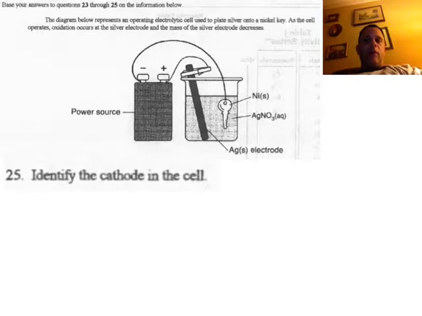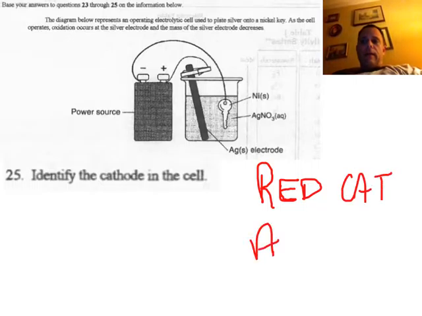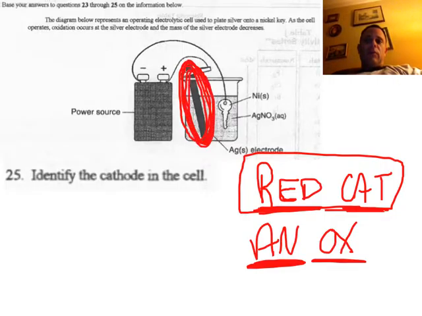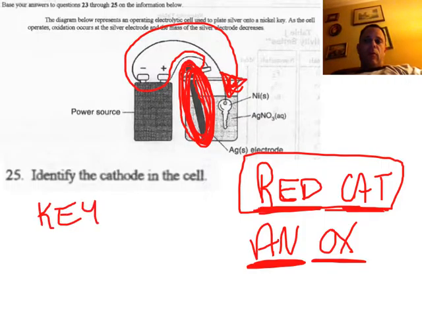Number 25. Same scenario, but now we have to identify the cathode. For that, let's refer back to our trusted mnemonic of red cat and an ox, where red stands for reduction, cat stands for cathode, so reduction happens at the cathode. That's what we're looking for. But remember, an ox means the anode is where oxidation occurs. So where are we going to have reduction occurring? Well, we know from the previous slides that at this electrode, we're going to be liberating the electrons to go through the wire and land at the key, which is made out of nickel. So where's the cathode? The cathode is the key, which is made out of nickel. So you would be able to say that the key is the cathode, or the nickel solid is the cathode. Either one works.